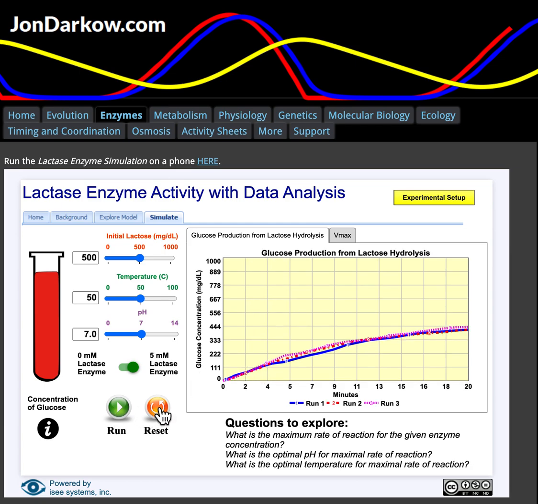When I'm done, I can always just reset it. Reset always takes it back to the initial values that it automatically starts at, which again are the values that were in the pre-lab data. It was set at these default values. So that's how you use this simulation to collect your data. Now you can go ahead and get started, set it the way you need it, and collect all your data for this lab.